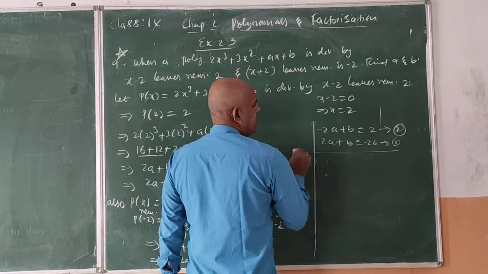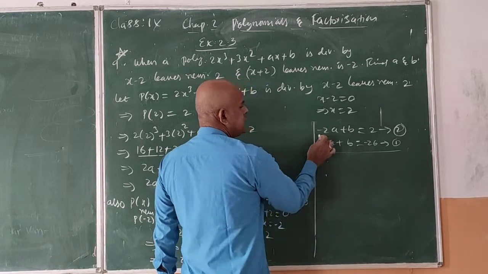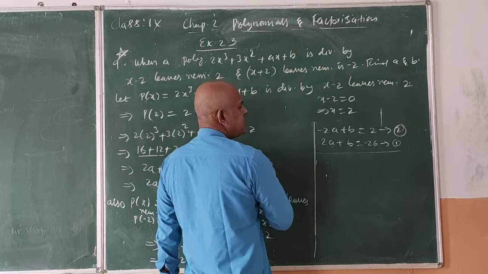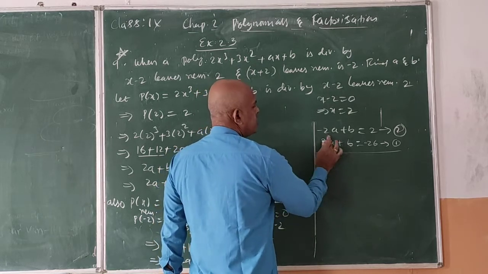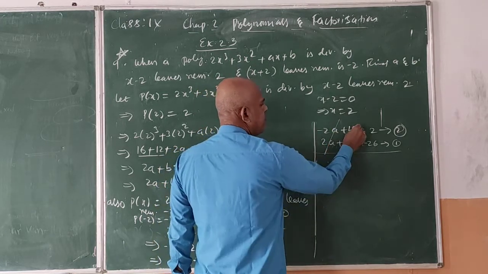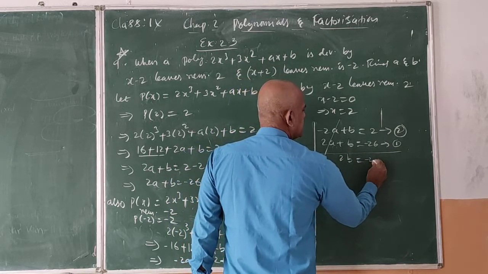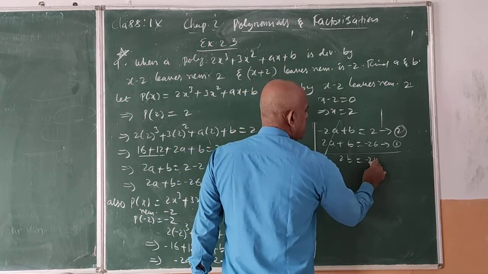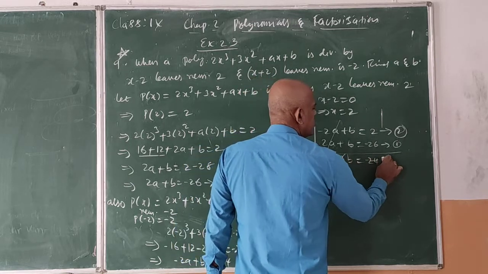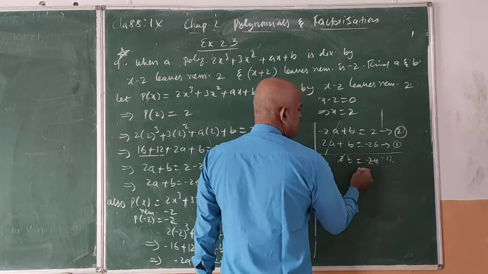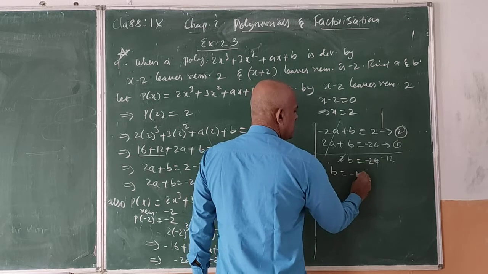Here minus, here plus, so adding here. When opposite signs are there, we can add. Same signs are there, means we have to subtract. When we are adding, signs we will not change. Minus 2a plus 2a gets cancelled. b plus b, 2b. 2 minus 26, minus 24. Minus 24, 2 twelves are 24. So minus is there, so here b is equal to minus 12.